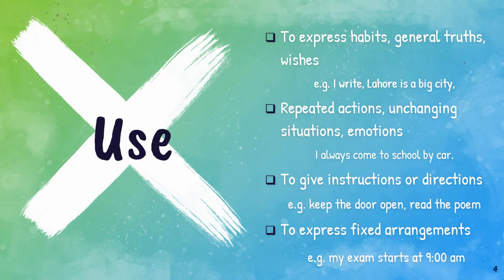For example, I always come to school by car. We use it to give instructions or directions. For example, keep the door open, read the poem. We use it to express fixed arrangements. For example, my exam starts at 9 a.m.